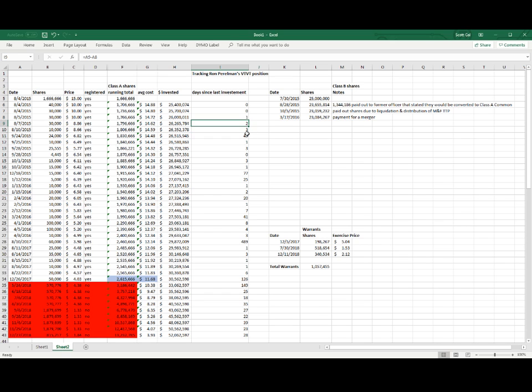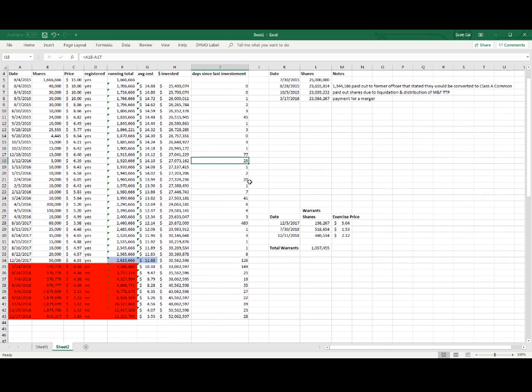I even tracked the number of days that passed between investments, because I thought, oh wow, there were certain times where a lot of time elapsed before he bought more. You can see right here, back in May of 2016, he bought some, and then he didn't buy again till August of 2017. So almost a year and a half went by. But if you look at the rest of the history, he was buying shares on a pretty regular basis. It's just nice to see patterns.